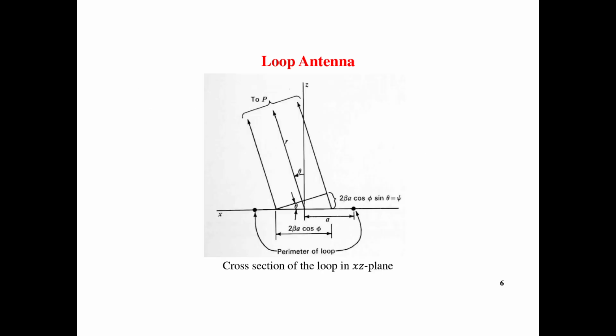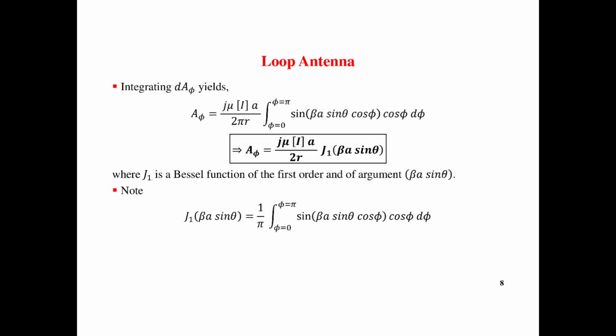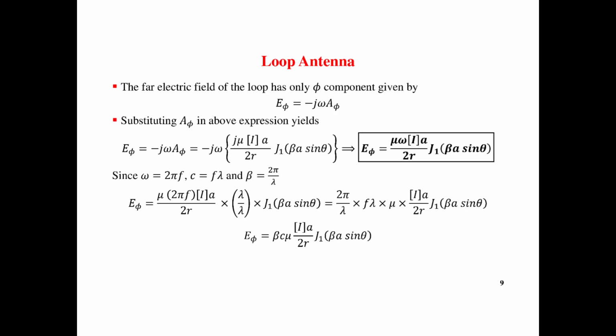Cross section of the loop in the yz plane, how the angle will be. The resultant current moment is dm equal to 2j I a dφ sin psi by 2. Substituting the value of dm, you will get 2j I a cos φ sin(beta a cos phi sin theta) dφ. So dA_φ we already know: j mu I a by 2 pi r cos φ sin(beta a sin theta cos φ) dφ. Integrating, you will get A_φ equal to j mu I a by 2 r J1(beta a sin theta), where J1(beta a sin theta) equals 1 by pi integral from phi equal to 0 to pi of cos φ sin(beta a sin theta cos φ) dφ.